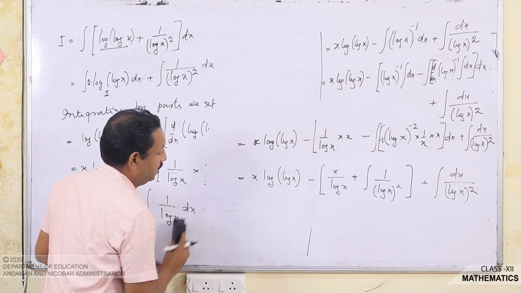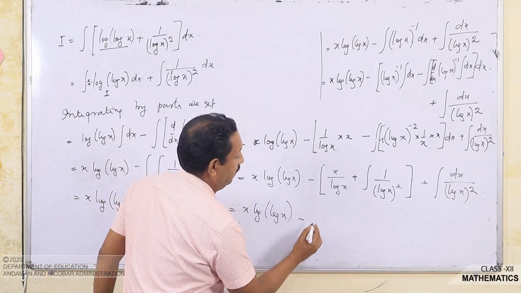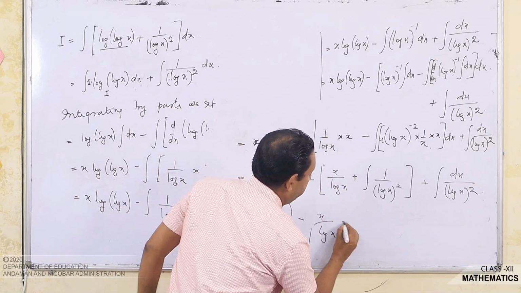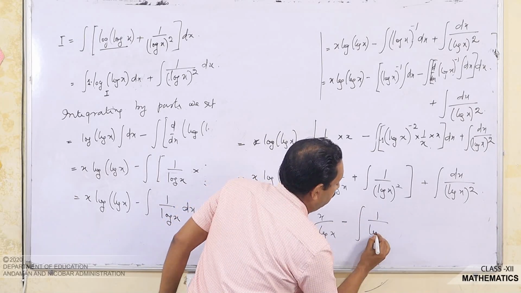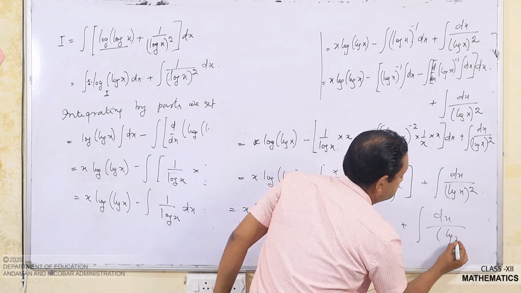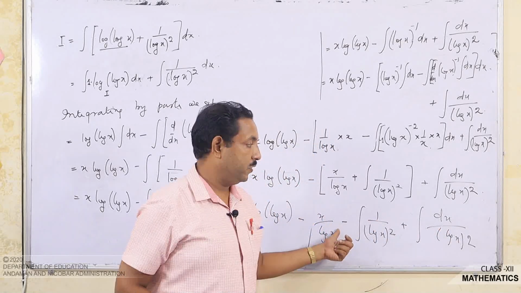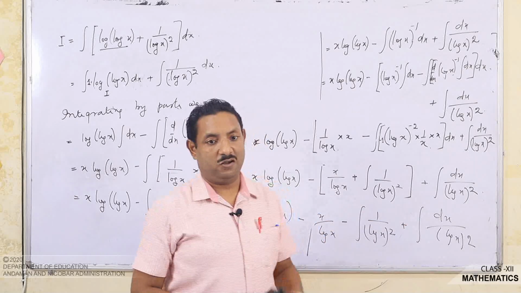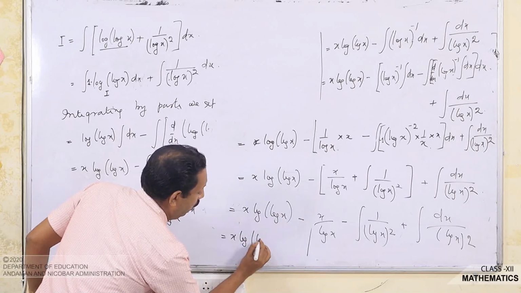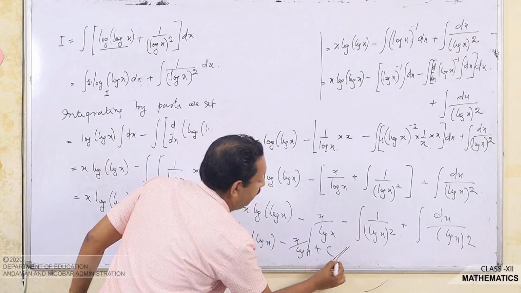Now, the final step is what, x log of log x minus x log x by log x, and this sign is here minus integration of 1 upon (log x) the whole square plus integration of dx upon (log x) the whole square. These two terms are same now with the different sign, plus and minus. So, these two terms will cancel out, and your final result will be x log of log x minus x log x plus c. This will be the final result.